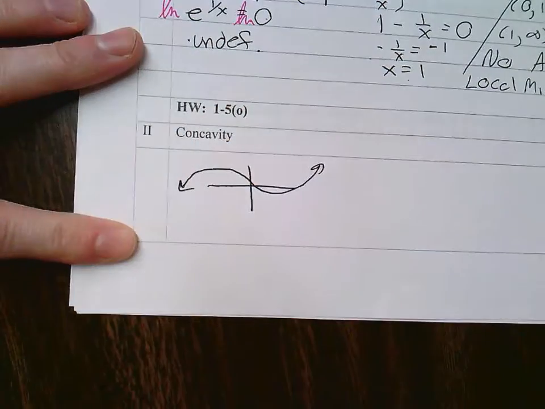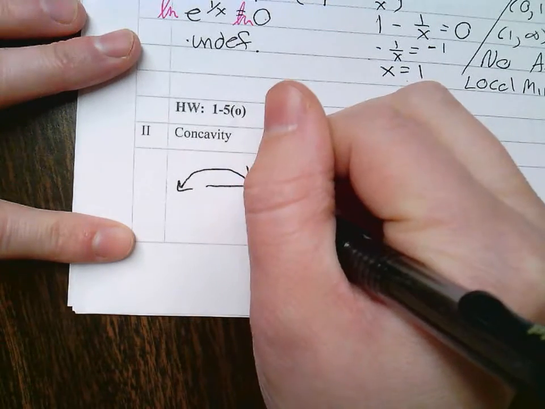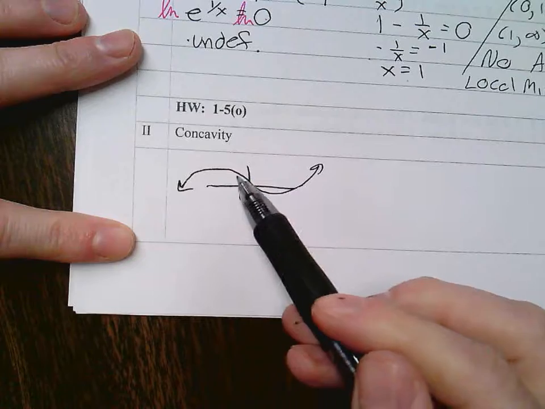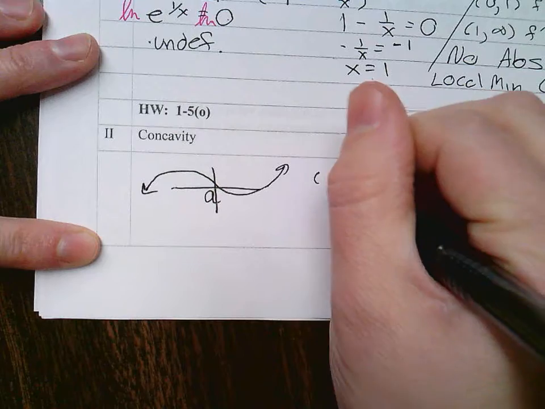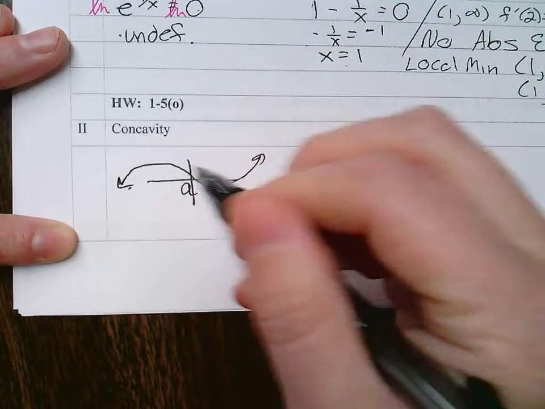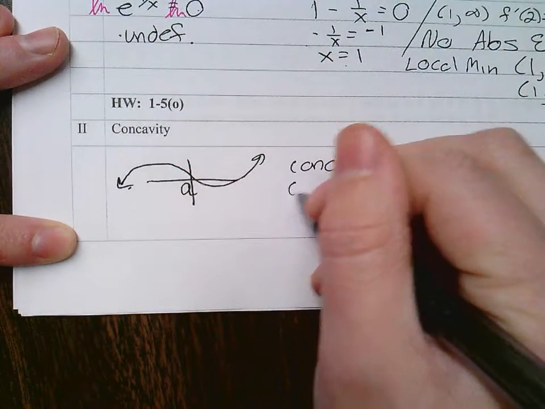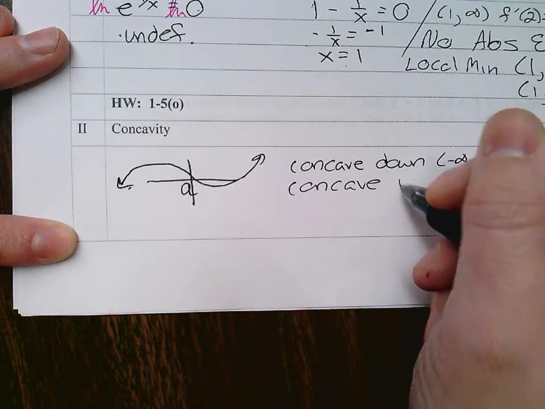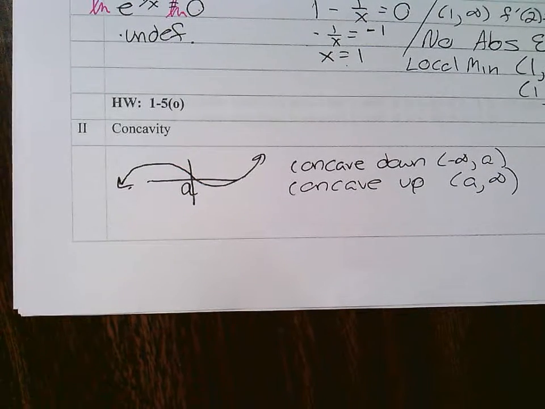Alright, and we'll make A right here. That's supposed to be the part where they're changing concavity. So concave down is frowny faces. So concave down is going to be from negative infinity to A. Concave up is going to be from A to infinity. So when it's facing down, when it's a frowny face, it's concave down, concave up.